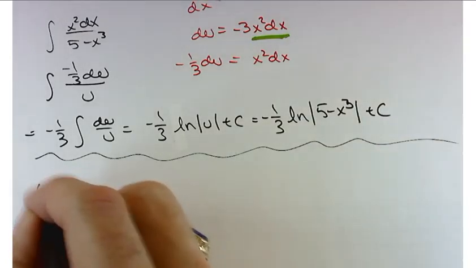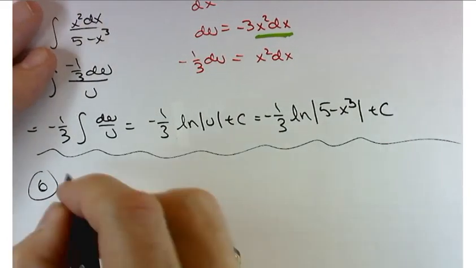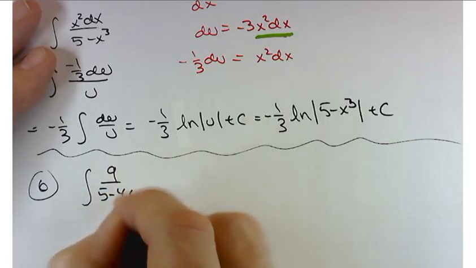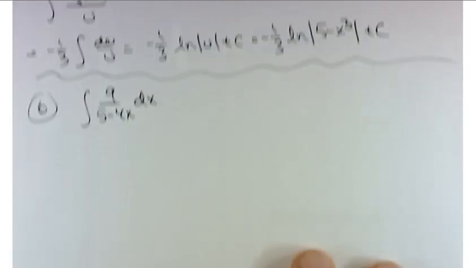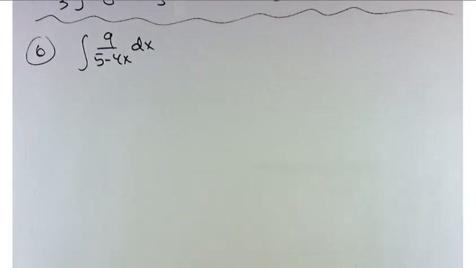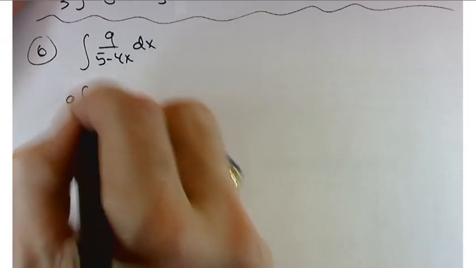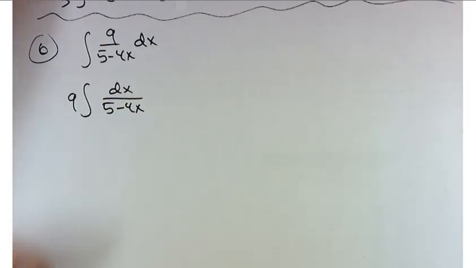Problem number 6. The integral of 9 over 5 minus 4x dx. So how about this one? What could I do with this one? Well, there's a couple things. You could bring the 9 out in front. That's just a constant. You have dx over 5 minus 4x. But then what?